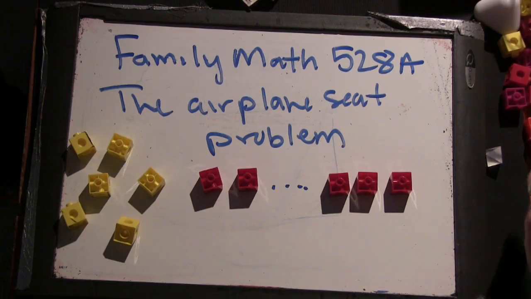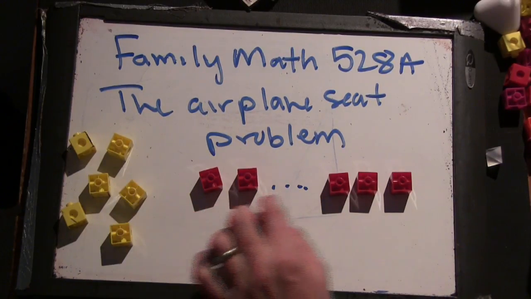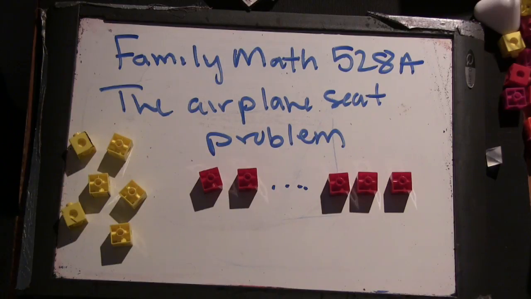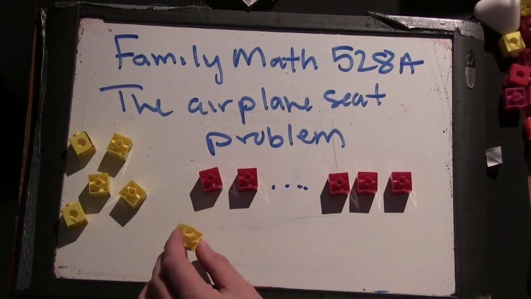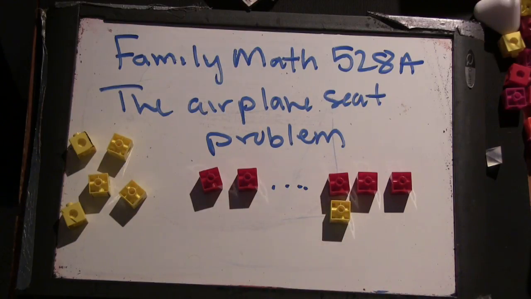You have 100 people getting on an airplane, and the airplane has 100 seats. So the yellow are the people, and the red are the seats. Okay. And everyone has an assigned seat. But the first person to get on the plane does not pay attention to their seat and just sits somewhere randomly. Maybe by accident they sat in their assigned seat, but they just picked a seat at random.